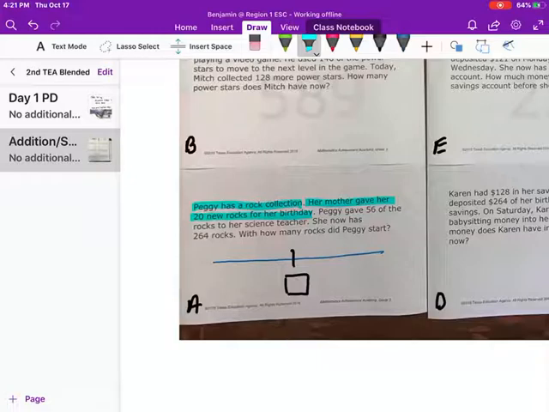So we're going to go sentence by sentence. Gave means I'm adding on the number line. Therefore, if her mother gave her, I need to go this way, and I know I'm moving 20. Then our next sentence is Peggy gave 56 of the rocks to her science teacher. Now Peggy gave some away, so I've got to go back 56.